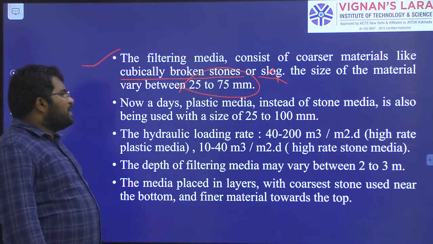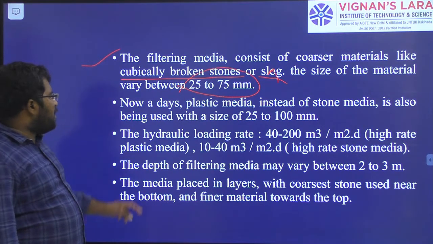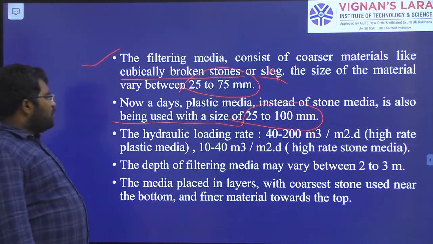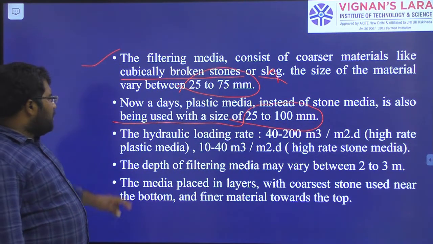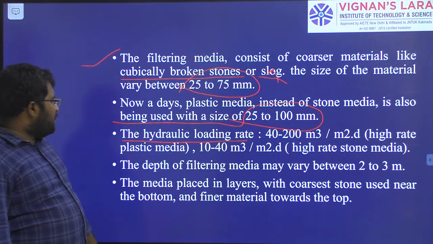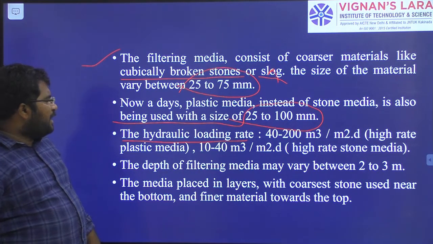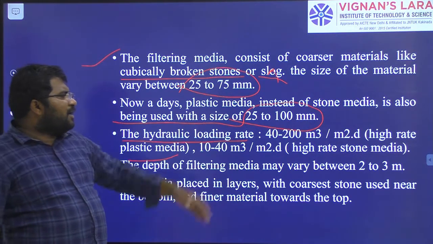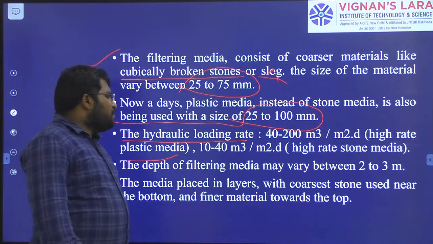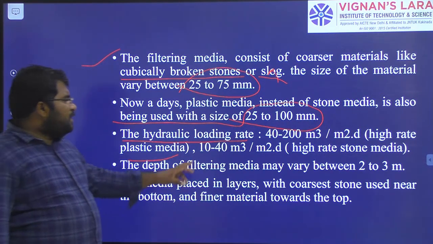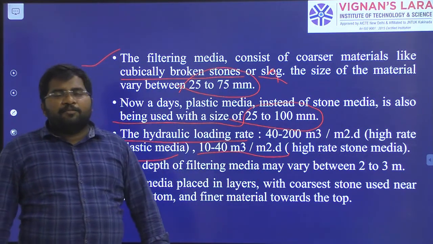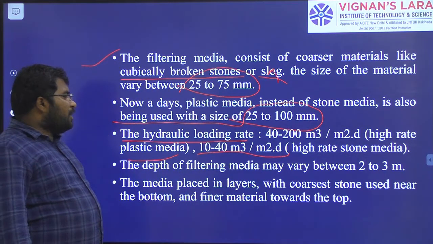Next, nowadays plastic media instead of stone media is also used, with a size of 25 to 100 mm. Okay, so now here we have some important things, that is hydraulic loading rate and organic loading rate. Now we are going to discuss here. For hydraulic loading rate, for high rate plastic media filters we have 40 to 200 meter cubes per meter square per day, right? For high rate stone media we have 10 to 40 meter cube per meter square per day.